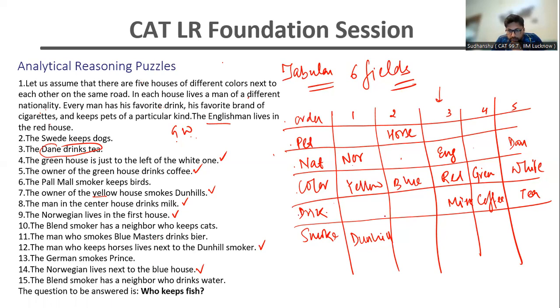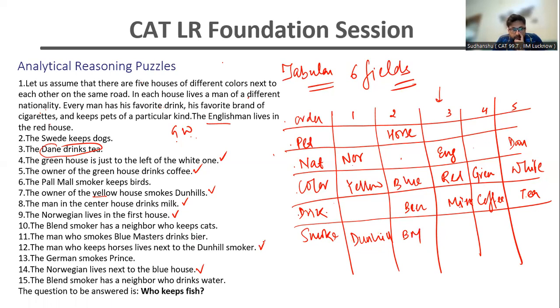Okay, so beer, so Blue Master can't come in here, and there is no beer in these three cells. Therefore, beer must come in here, and this must be Blue Master, right? This must be Blue Master.